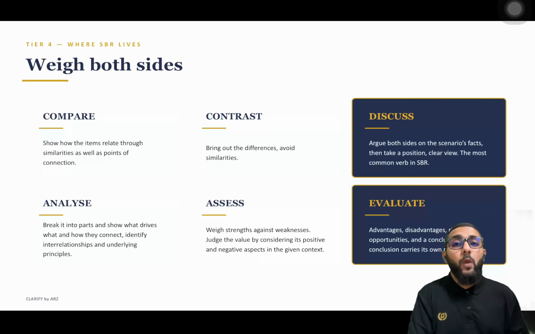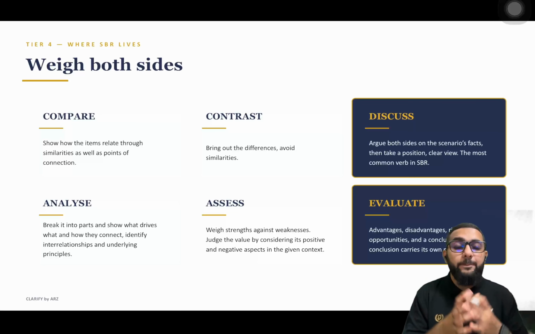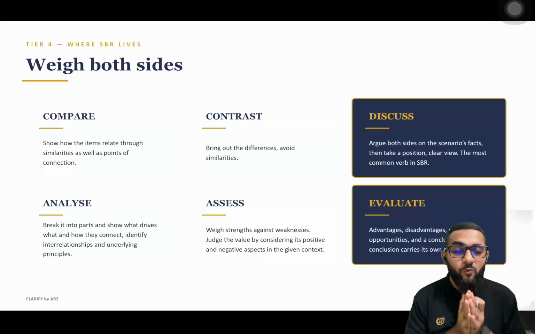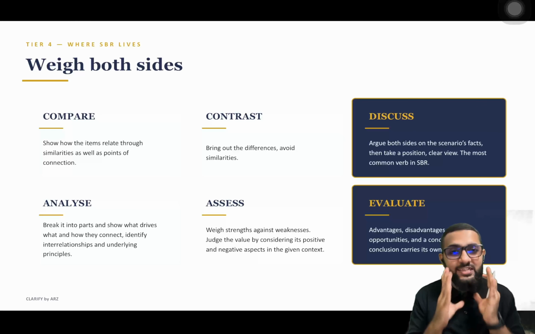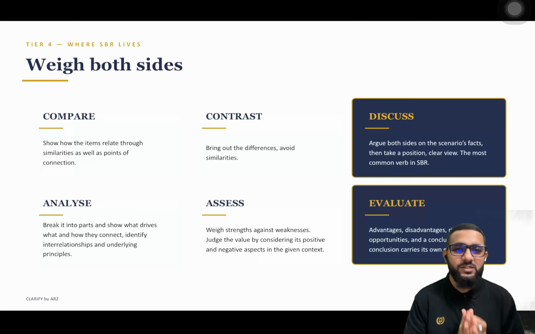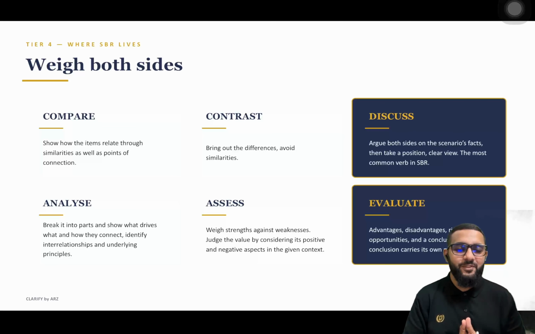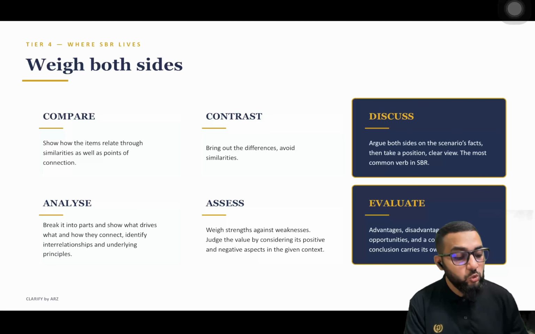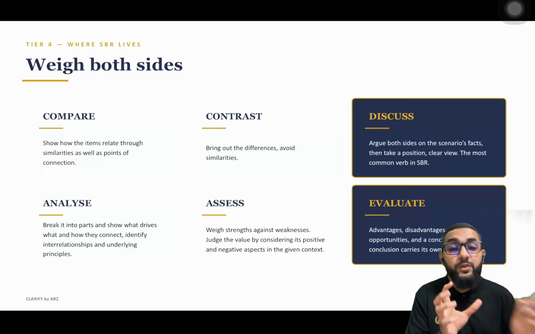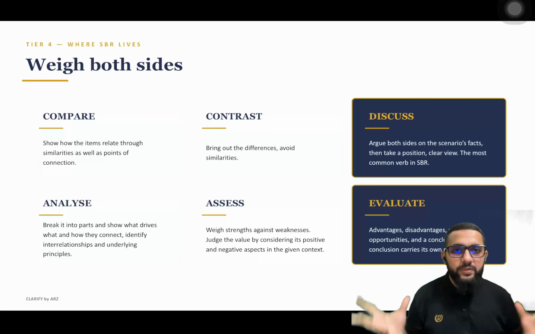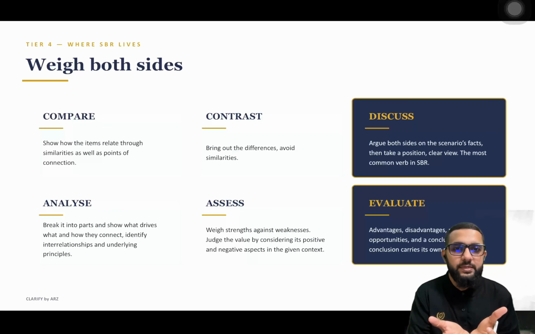Then you have tier 4, where you are supposed to weigh both sides, and this is one of the verb tiers where SBR questions are going to be focusing. So SBR's life is on tier 4 and tier 5. Compare: you have to show how the items relate through similarities, meaning points of connection. When they ask you to compare, you don't bring in opposites, dissimilarities or differences. You bring both sides and show the similarities there. That's where you're supposed to compare.